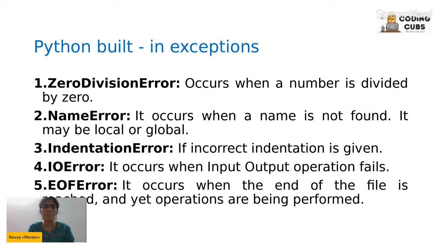Let's see some of them. These are the most commonly used built-in exceptions in Python. As we have already discussed, the ZeroDivisionError occurs when a number is divided by 0. And the NameError occurs when a name is not found. It may be local or global, it doesn't matter.